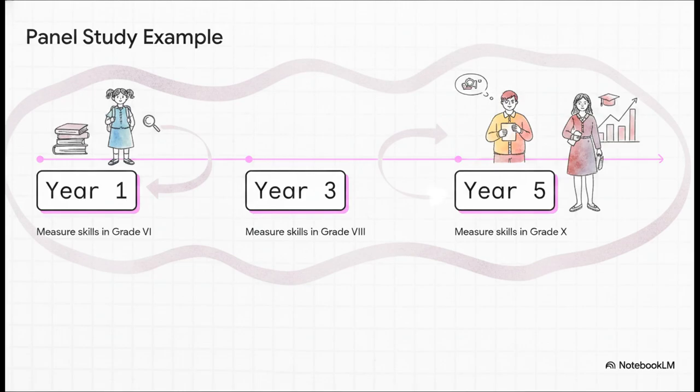You aren't comparing a random group of 6th graders to a completely different group of 10th graders. You are watching the genuine individual academic development of Mary, John, and Sarah over a span of 5 full years. It is incredibly powerful for seeing exactly how interventions or natural growth affect the very same people.